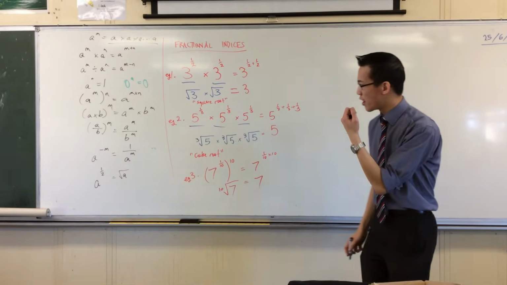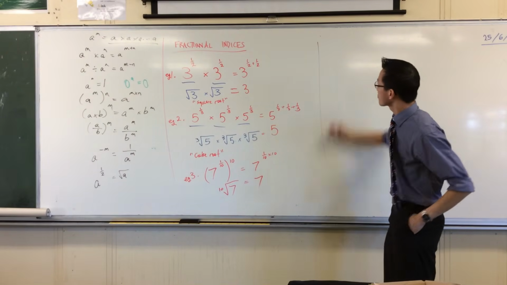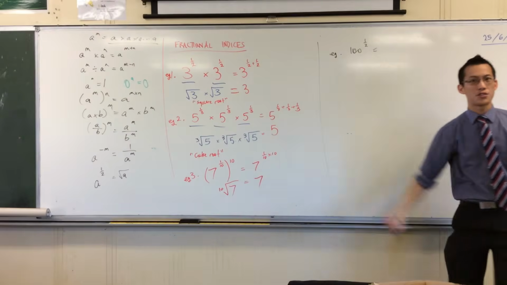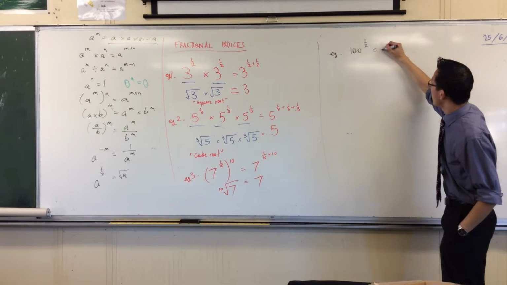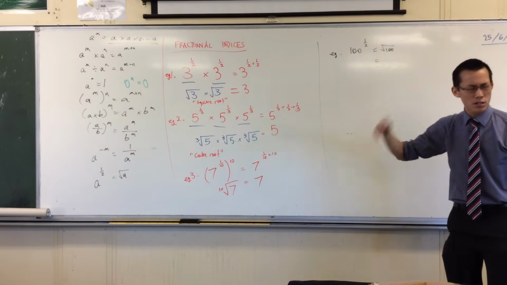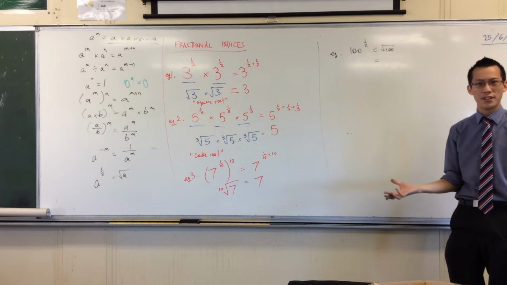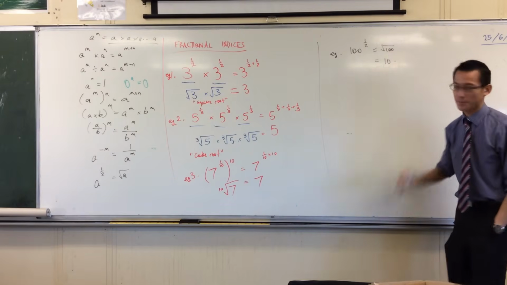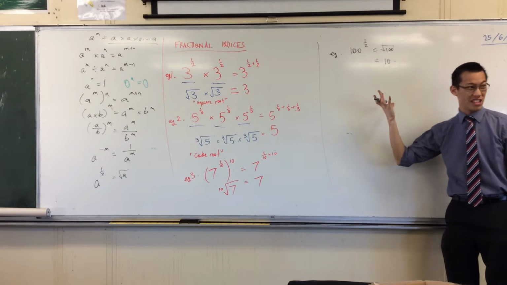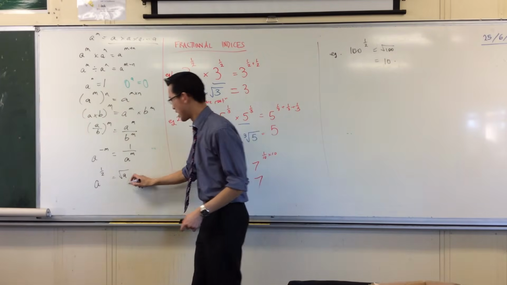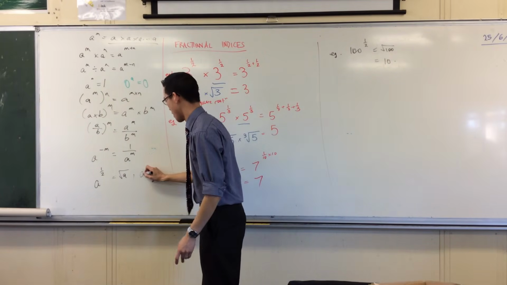If I gave you as an example 100 to the power of a half, that's the square root of 100. What's the number that you multiply by itself to give you 100? It's 10. And your calculator can do these too. It can do the square root.